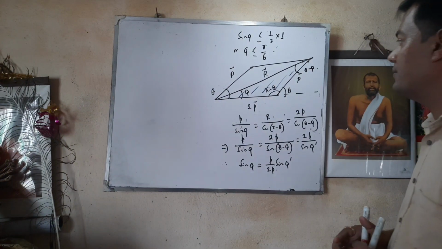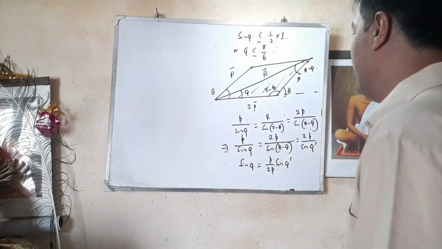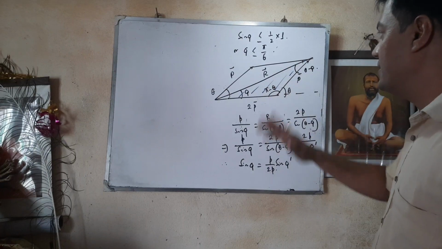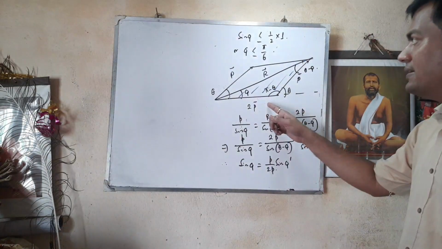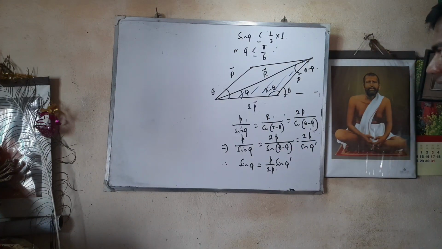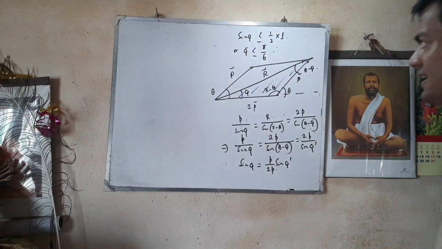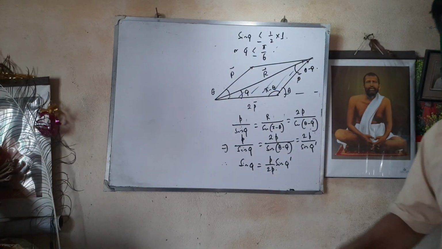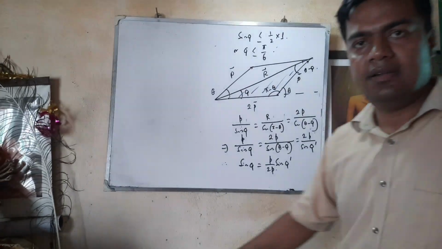That is, the maximum angle that the resultant can make with the larger vector, that is 2P, will be pi by 6, or the angle made by the resultant with the larger one must be less than pi by 6, or its maximum value may be equal to pi by 6. Okay, up to now.